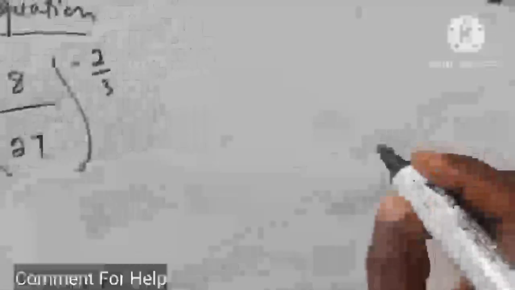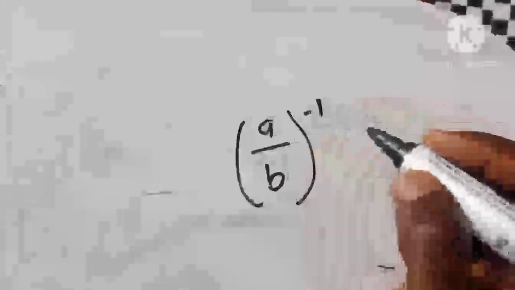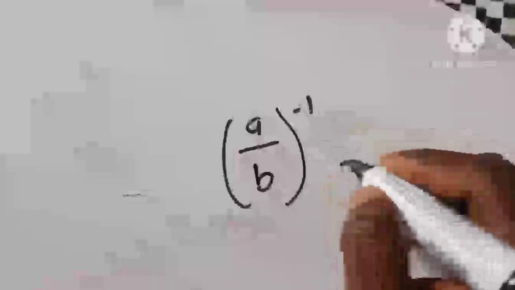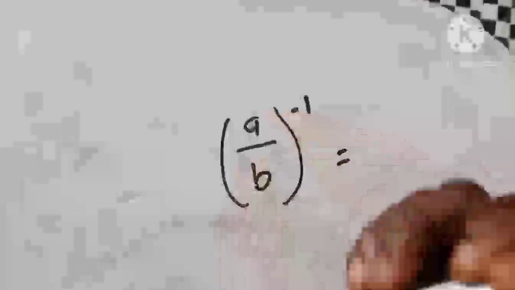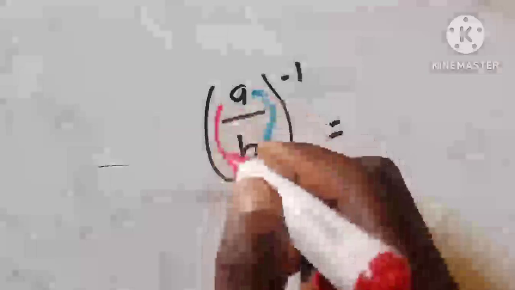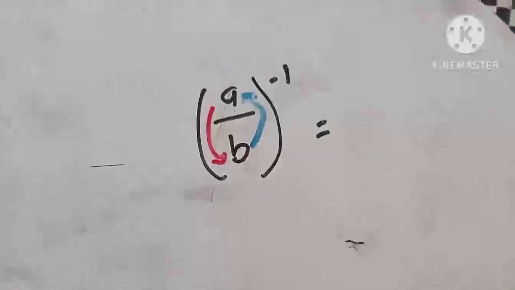Now the trick is, if you have one number on top and another at the bottom, everything raised to the power negative 1, you can rewrite it by turning the fraction upside down. This one goes to the top, and the one on top comes down, because of the negative. This is what I'm trying to say here.